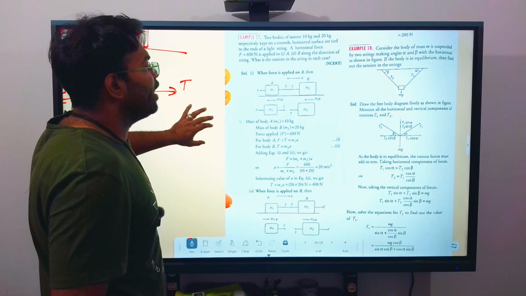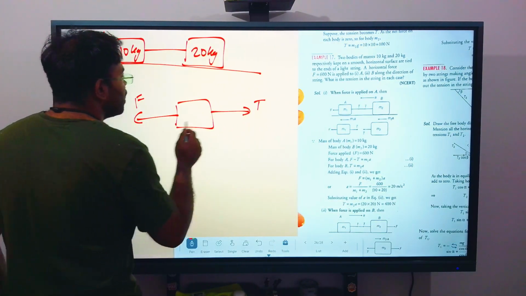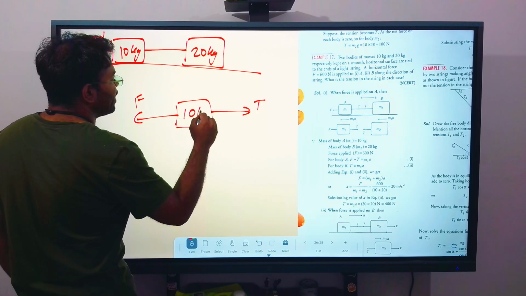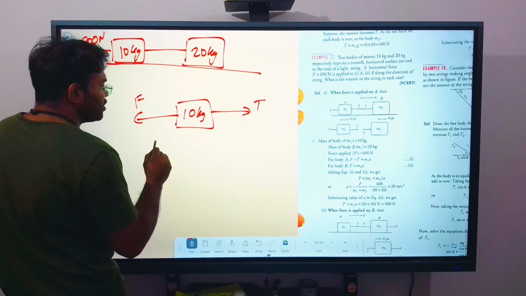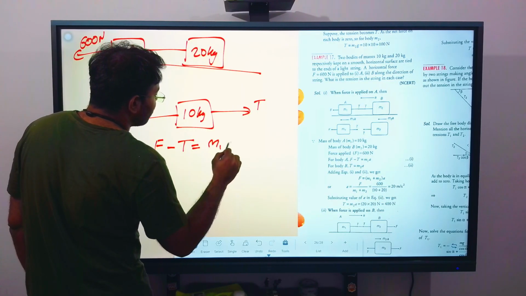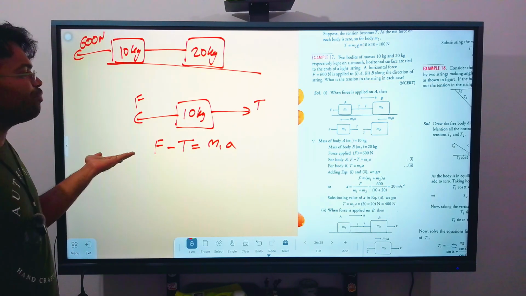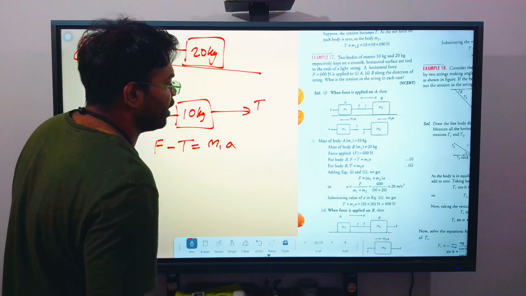For body A, it is moving in this direction, so whichever direction it moves, this is 10 kgs. If it is moving in this direction, can I say that F minus T should be equal to M1 into A, right? You are applying a force. Therefore, F minus T should be equal to M1 into A.